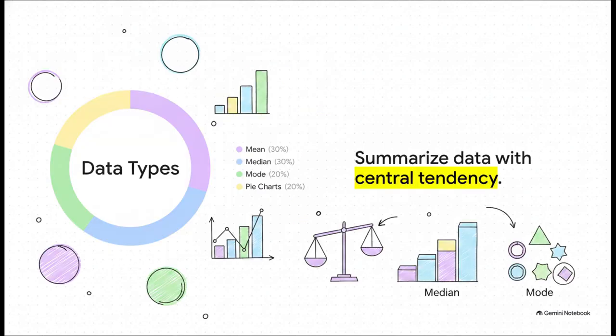Once all that data is tabulated, say into a pie chart or a table, you have to find the signal in the noise. That means getting really comfortable calculating the basic measures of central tendency. Quickly finding the mean, median, and mode to accurately summarize massive sets of information.